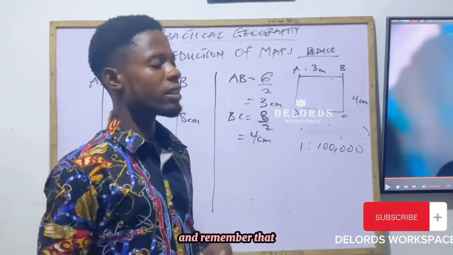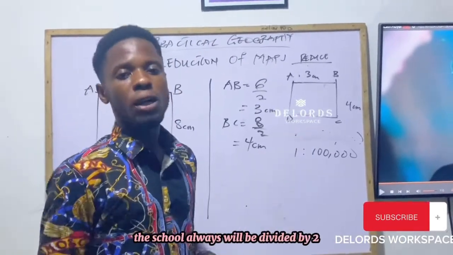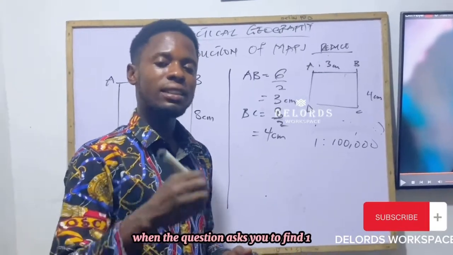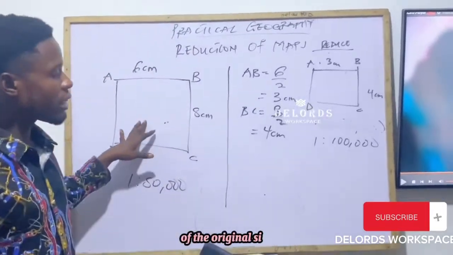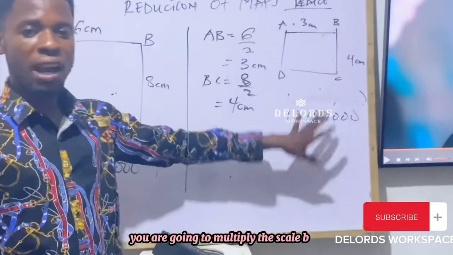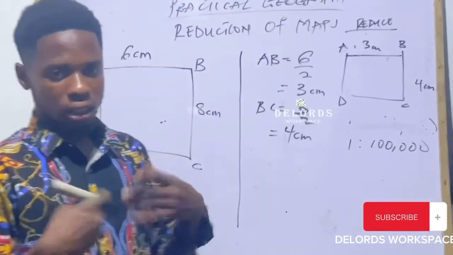And remember that the scale is not always multiplied by 2. When the question asks you to find 1/3 of the original size, you are going to multiply the scale by 3. It goes in that order.